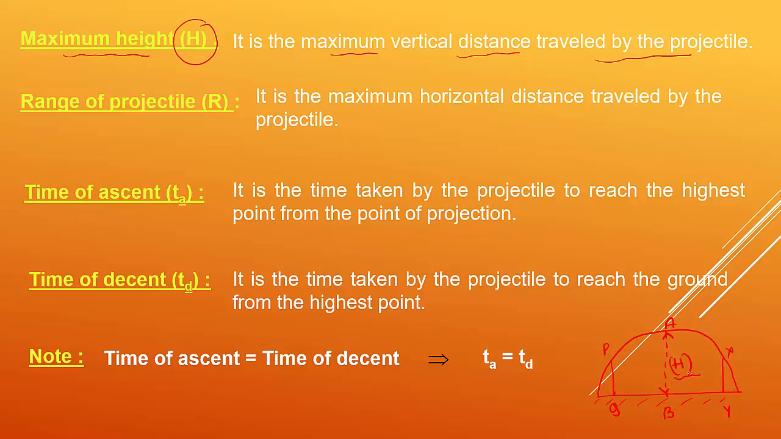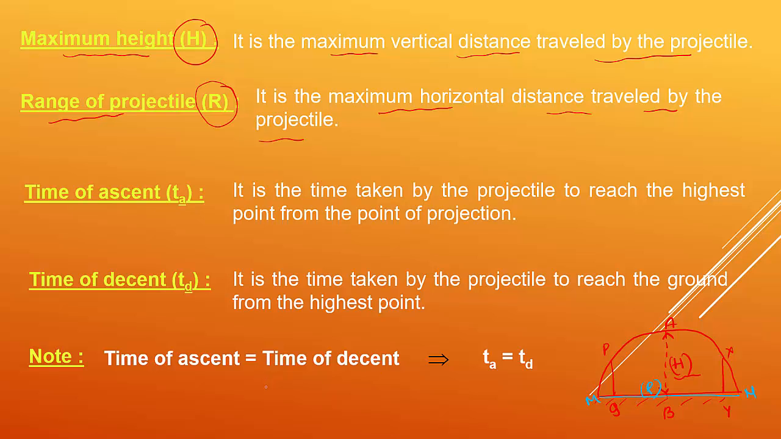is denoted by h. The next point, range of projectile, denoted by R. What is the range of projectile? It is the maximum horizontal distance travelled by the projectile. Suppose I am going to take from M to N. It is the maximum horizontal distance, travelling from M to N. That gives range of projectile. The maximum horizontal distance travelled by the projectile is called range of projectile and it is denoted by R.